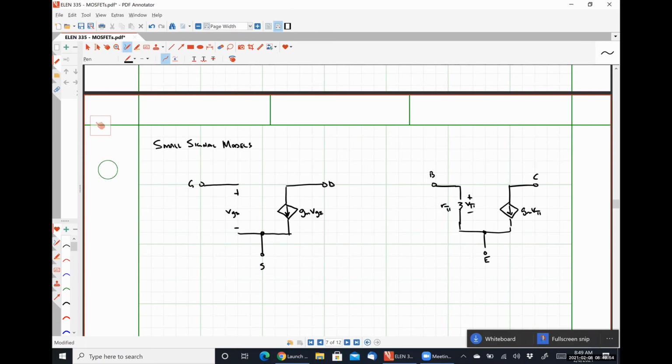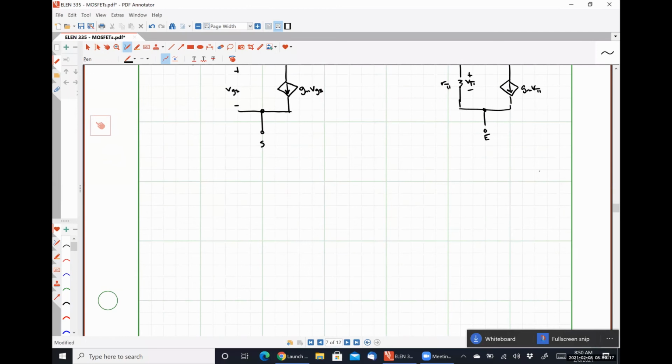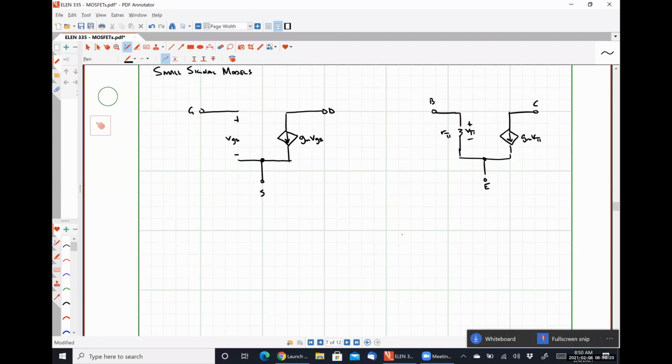Now, what happened when we included the early effect in a BJT? We added a resistor between our collector and our emitter. Well, our channel length modulation is effectively describing the exact same thing as the early effect, so it's going to wind up putting a resistor between our drain and our source. So let's sneak that guy in here.